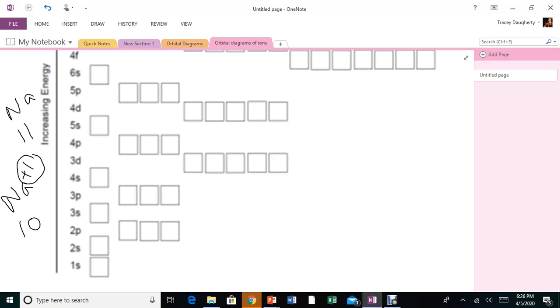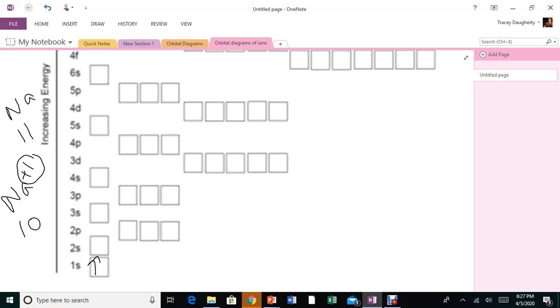And the easiest way to do that is you take your atomic number and do the opposite math of the charge. Regardless of what charge you have, you always do the opposite math of the charge. So sodium +1 has 10 electrons, so we're going to go ahead and fill this orbital diagram.